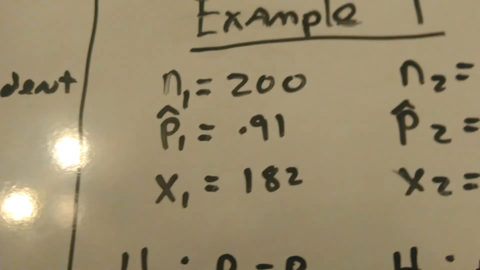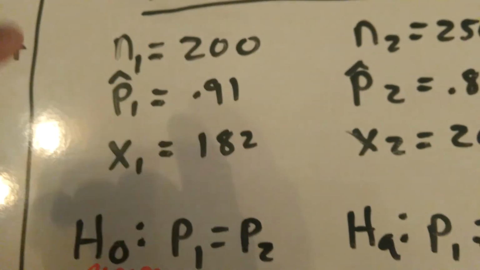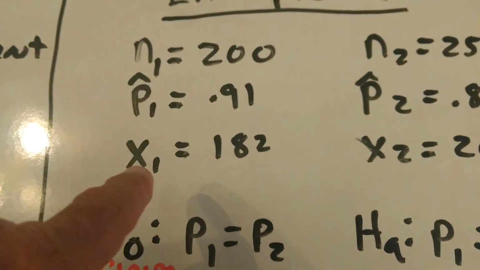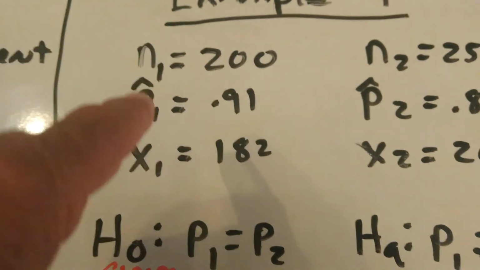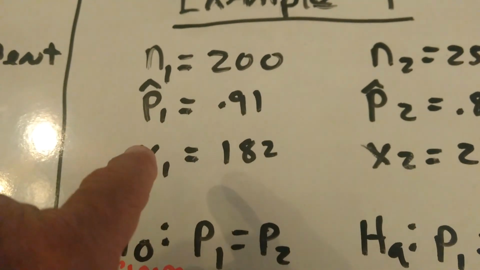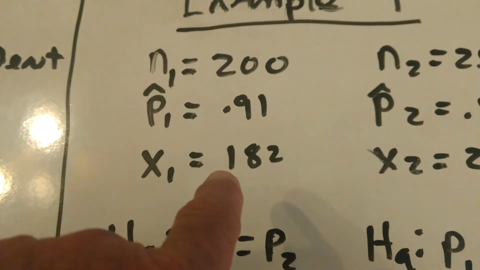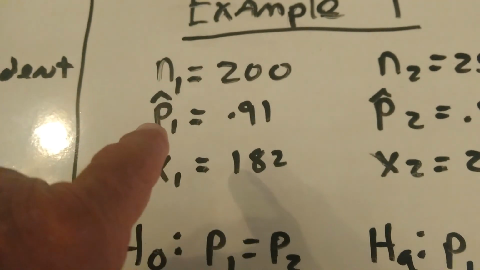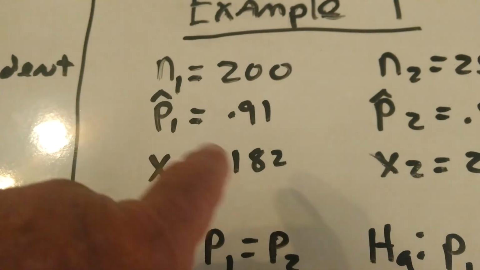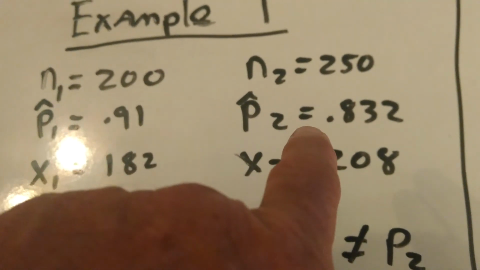Now these problems here, you got to understand the relationship of N1, P hat 1, and X1. Because you may get problems where they give you N1 and P hat 1, you got to find X1. And they may give you N1 and X1, and you got to find P hat 1. Okay? So remember that, if I take P hat 1 and multiply times N1, I get X1. If I take X1 and divide by N1, I get P hat 1. So they're related. Same thing with the second sample.